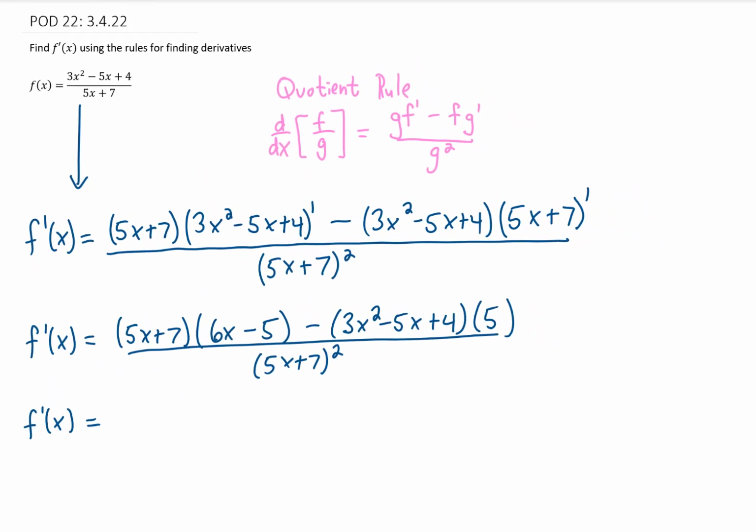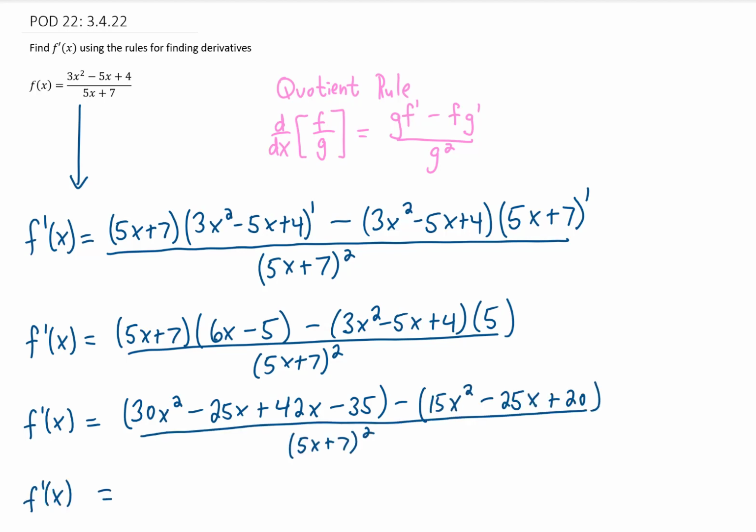My next step is going to be distributing what's in the numerator. I'm going to FOIL these two binomials. And I'm going to distribute this 5 through the parentheses. Now we can combine some like terms. We have a 30x squared minus 15x squared. We have a negative 25x plus 42x plus 25x. And we have a negative 35 minus 20.